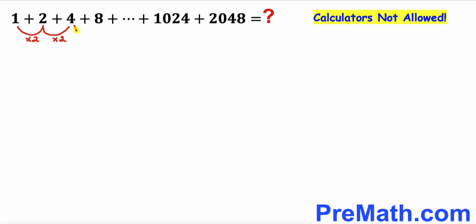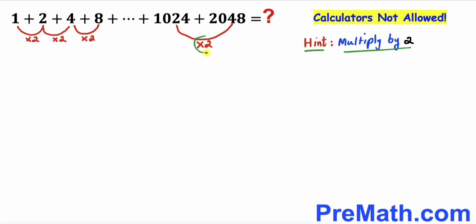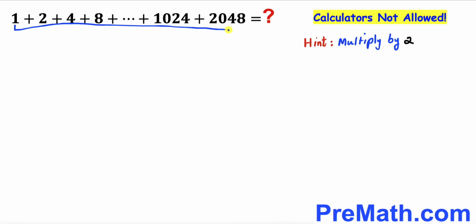And likewise, we get this next number 8 by multiplying 4 by 2. We are going to repeat the very same pattern until we look at these two numbers, 1024 and 2048. Once again, we multiply by 2 over here. So our hint is going to be multiply by 2, since we are getting this times 2 across the board.